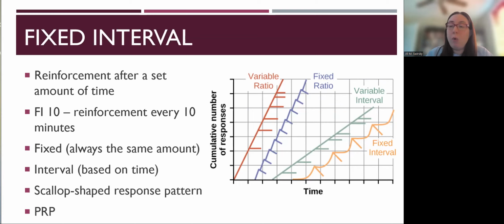The fixed interval schedule always yields this sort of scallop-shaped response pattern where we see a significant pause after reinforcement. And we see that scallop shape of responding because the individual knows when to expect the reinforcer. So they know immediately after the reinforcer was given, there's no point engaging in the response. It's going to be a little while. As it gets closer and closer to the next interval of reinforcement, they're going to start to speed up. They're going to engage in the behavior more and more until the reinforcer becomes available.